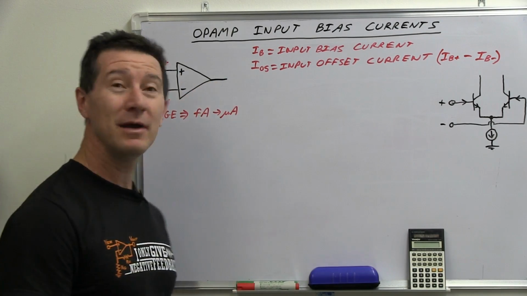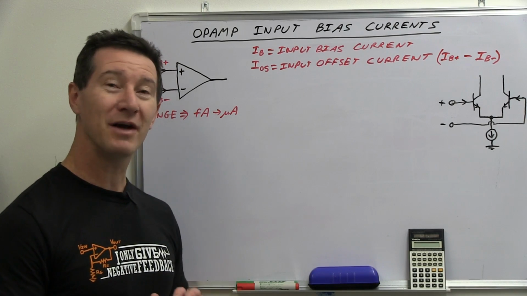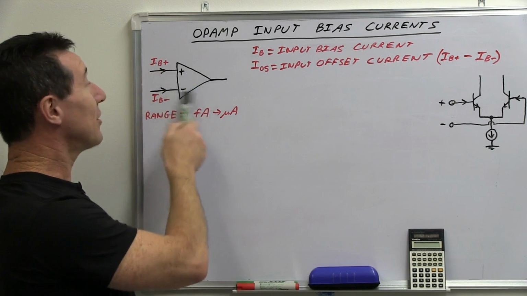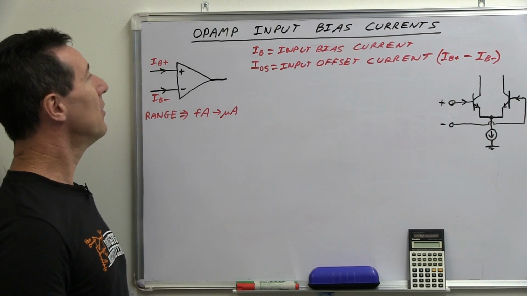We've got op-amp input bias currents today. What is an op-amp input bias current and why is it important? Well, let's take a look at it. You've got your basic op-amp here. It doesn't matter what op-amp it is, they're all going to have what's called an input bias current.